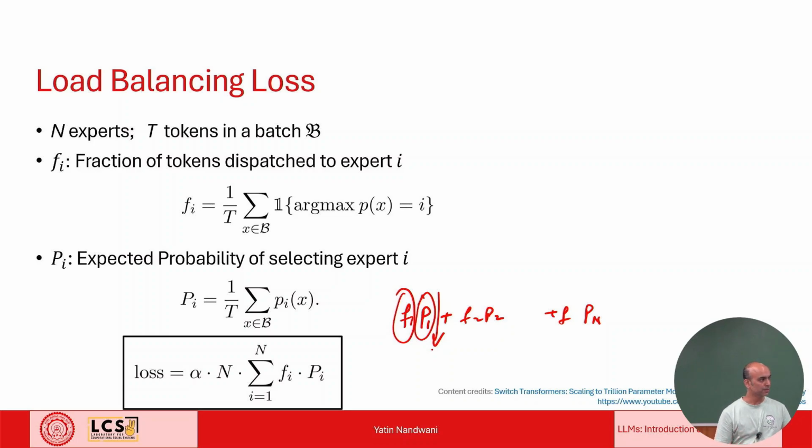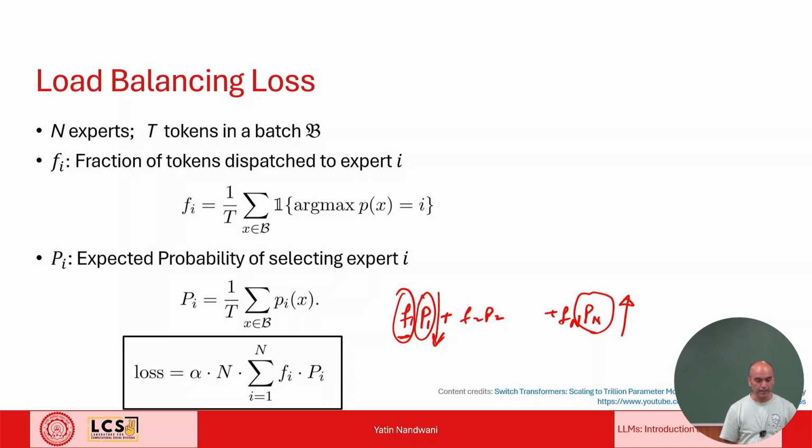The one which has the lowest F. So if F1 had the highest fraction, and let's say the nth expert was the one which got the lowest number of tokens, then if you want to reduce this, you should take the value from here, because the sum has to be 1. So intuitively, where will the equilibrium lie? The equilibrium will lie when all of these Fi's are 1 by n and all of these Pi's become 1 by n. That will be an equilibrium. Then you cannot move in any direction.